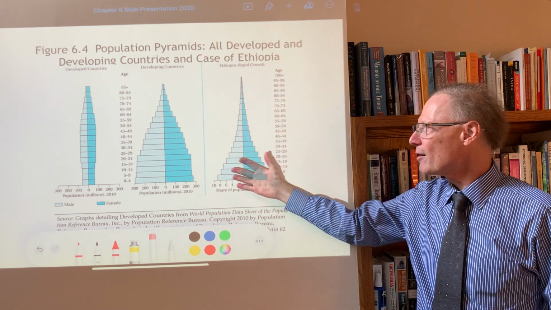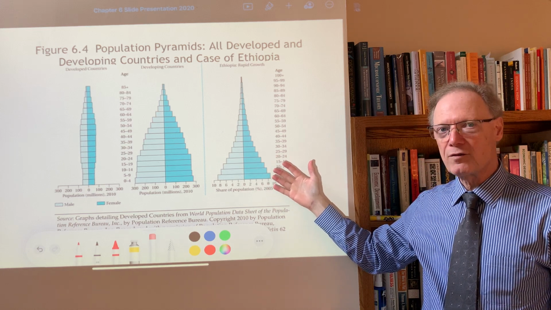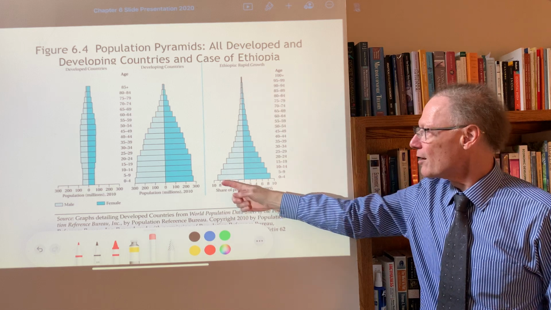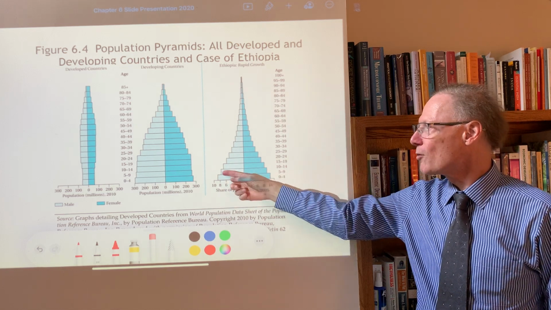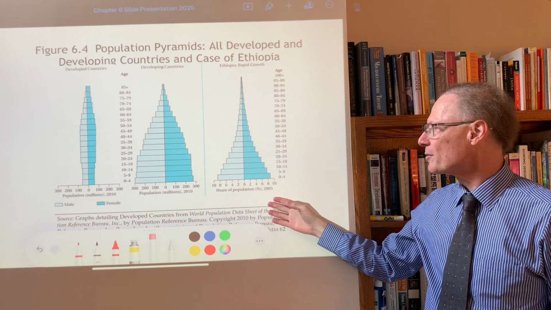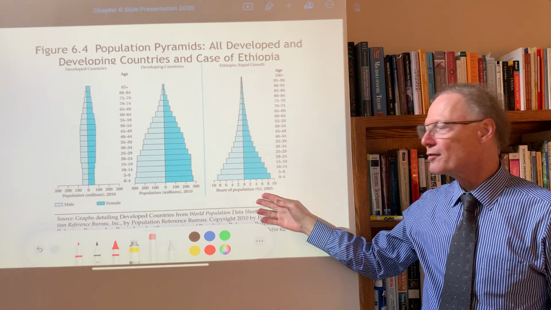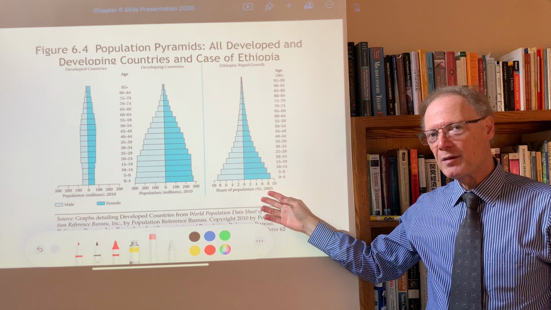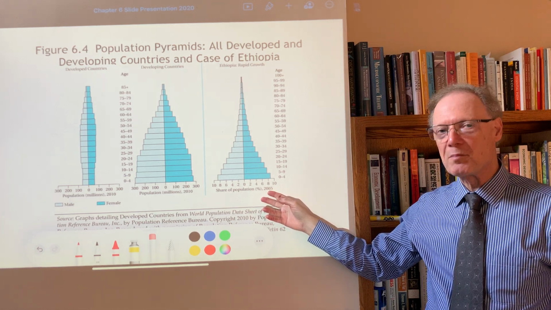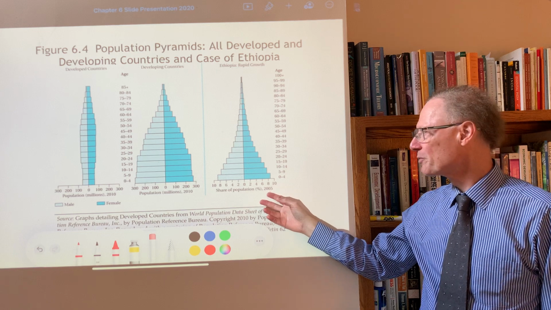It illustrates, however, somewhat what Ethiopia continues to look like today, and it gives a sense that the youngest cohorts are much larger in size. This is in terms of share of population. This is in terms of percentages. Sometimes the population pyramids are written in percentage terms and sometimes in numbers of people, millions of people.